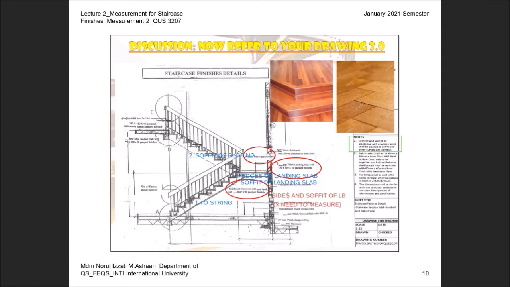Okay, if there is no brick wall, then you have to measure side and soffit of landing beam. So items number 1 until number 4 that I highlighted in blue color are the list for the plastering. Once you measure for the plastering, you can actually TQ, meaning state quantity, for painting. That is how you measure the items to be measured.